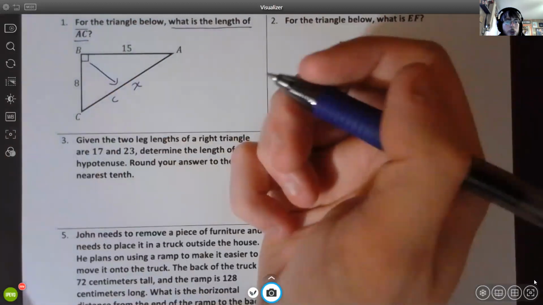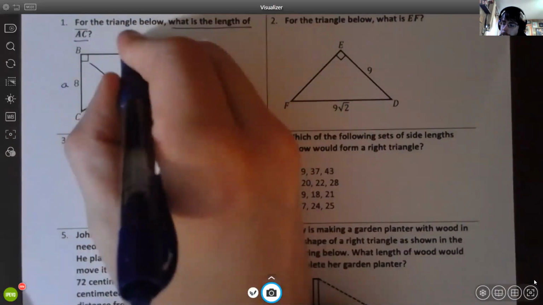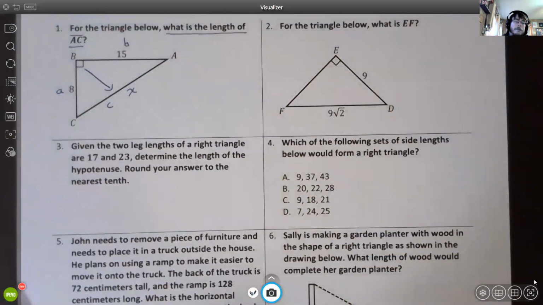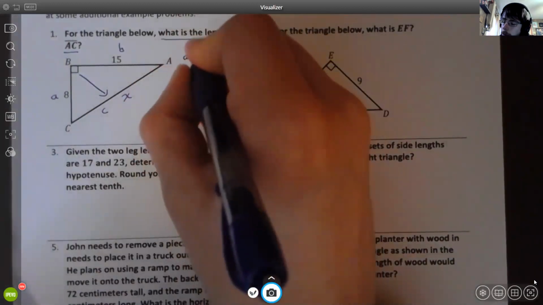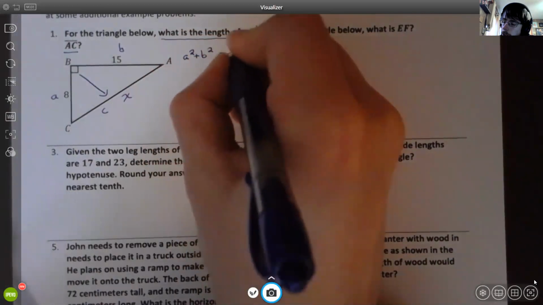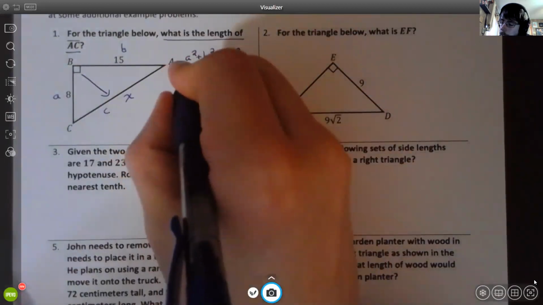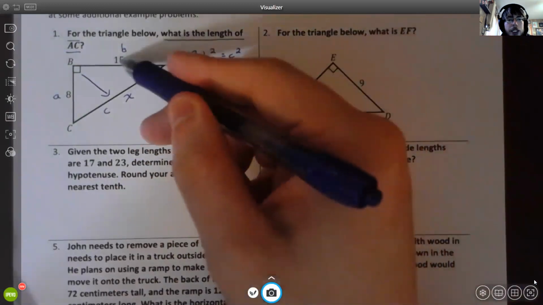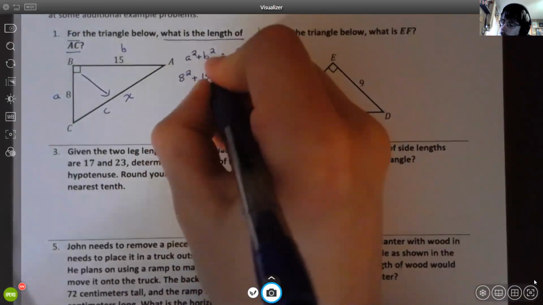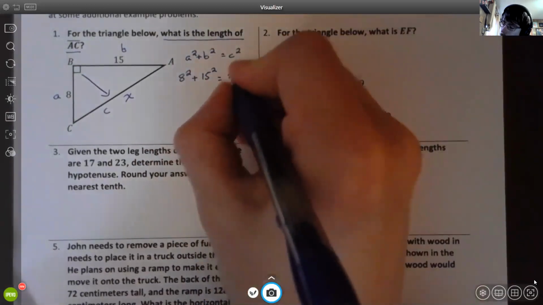Remember that A is your short leg value typically, and B is your longer leg. Your Pythagorean theorem is A squared plus B squared equals C squared. And so here you have A squared. Well, we said A was 8, so we've got 8 squared plus, and then B squared is 15, so 15 squared. And we don't know what C squared is, it's just the X, so this is just X squared.